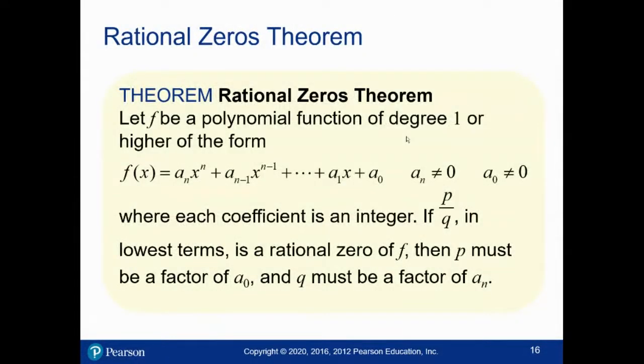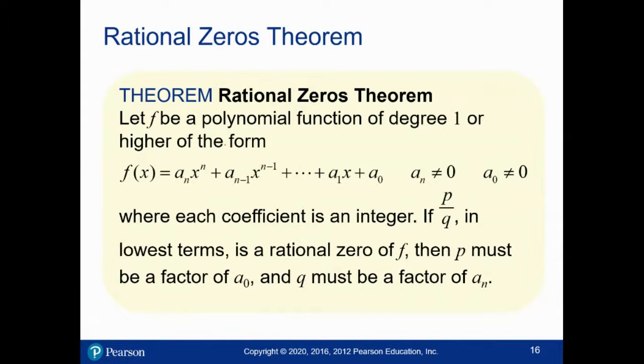Notice in Descartes' rule of signs, the end result is here's how many positive roots it maybe has. What it absolutely did not do was tell us what those roots are. It didn't tell us how to find them. Okay. Now the rational roots theorem is something that gives us some candidates.